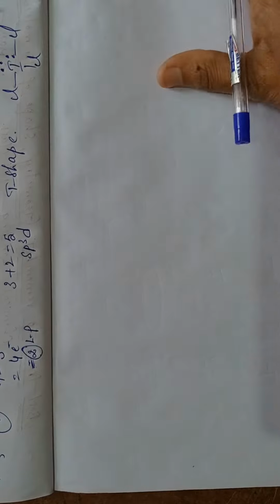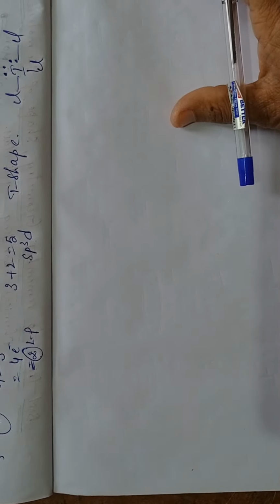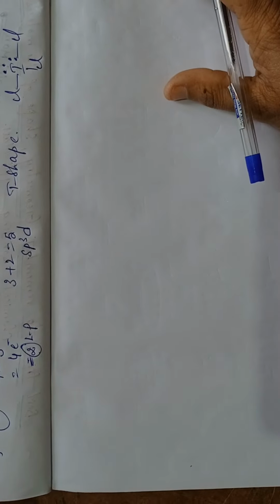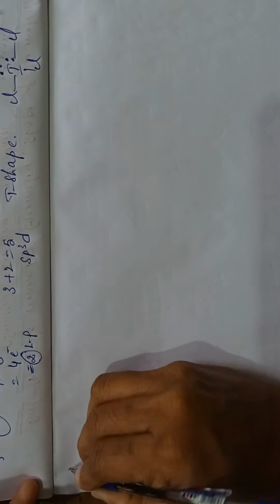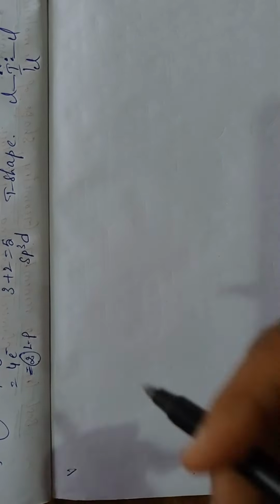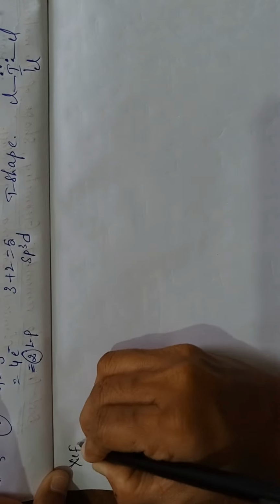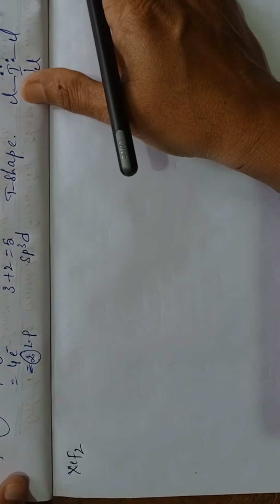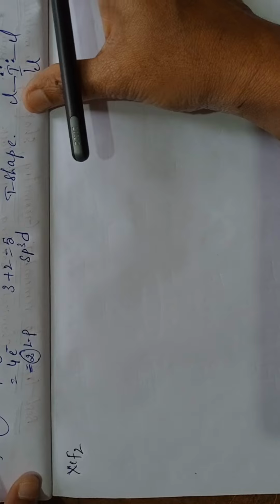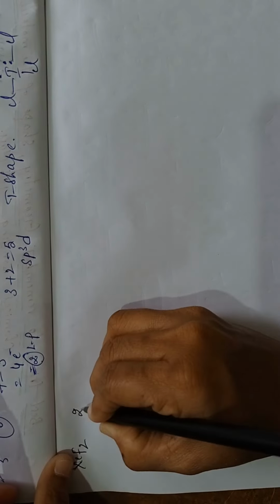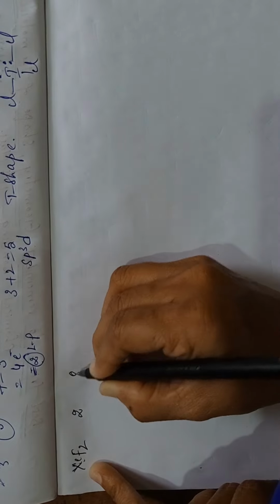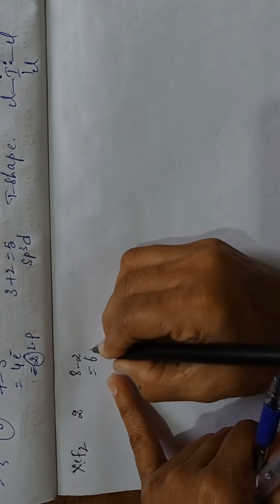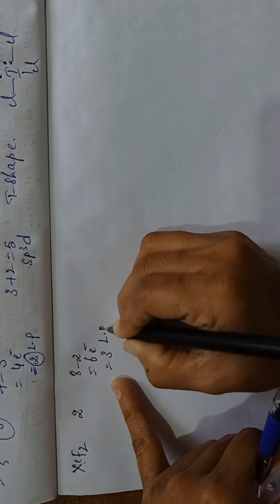Now I am giving the next example, students. Sp3d, if 3 lone pairs are there, we can take the example XeF2. XeF2: how many bond pairs? 2 bond pairs. How many lone pairs? Xenon is an 8th group element, 8 valence electrons, 8 minus 2, 6 electrons, so 3 lone pairs.